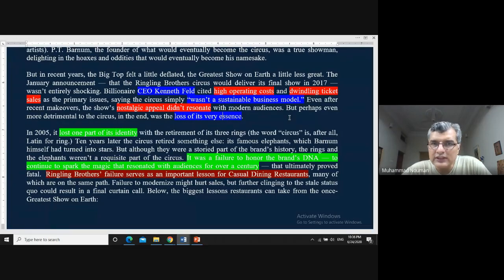So the circus had been struggling to resonate the same kind of nostalgic appeal with modern audiences, the audiences of the current generation. That's why it's written here that they were struggling. And this was one of the major reasons that they lost their essence, which was their nostalgic appeal. Somehow they were unable to connect with the changing demands or entertainment needs of the modern consumer or audience.